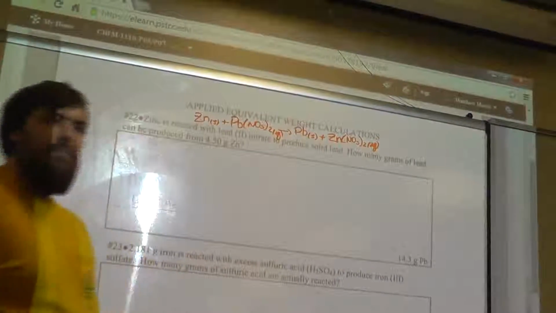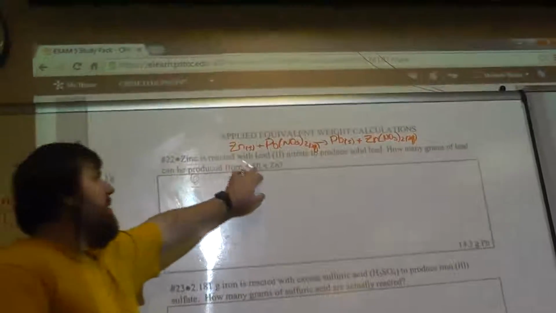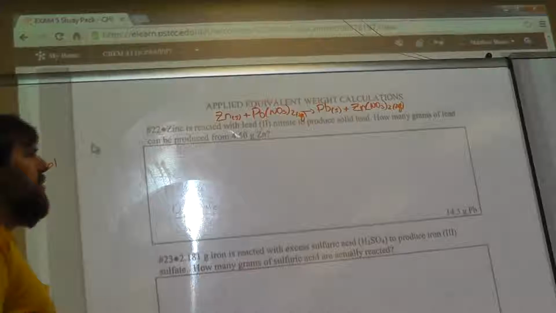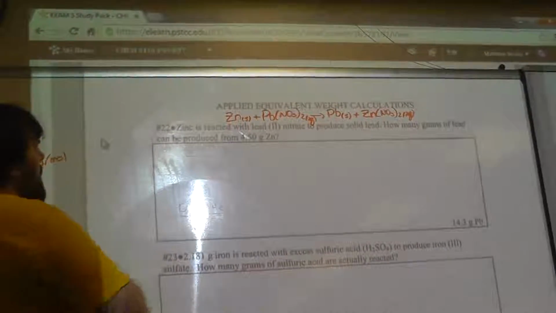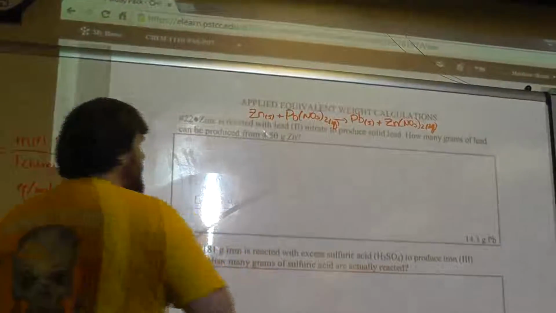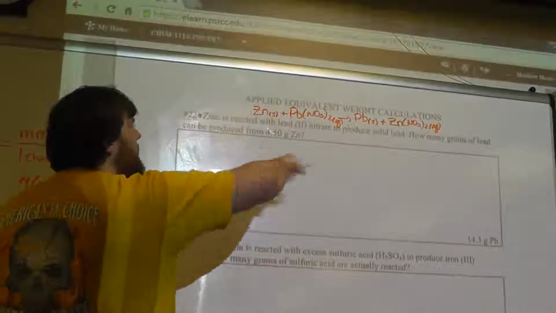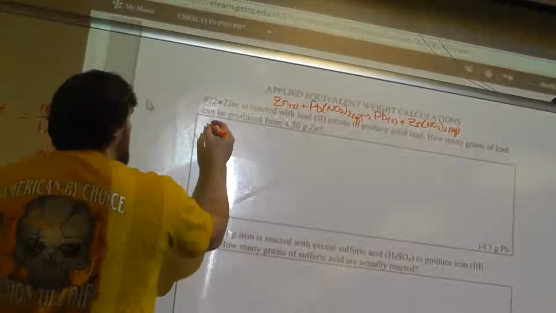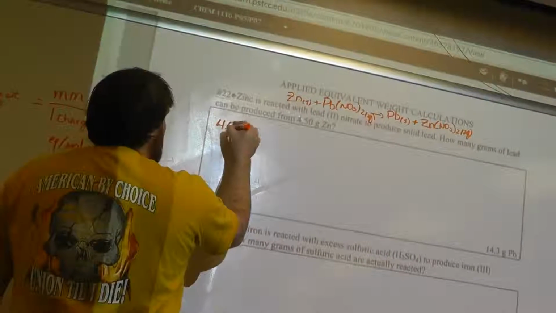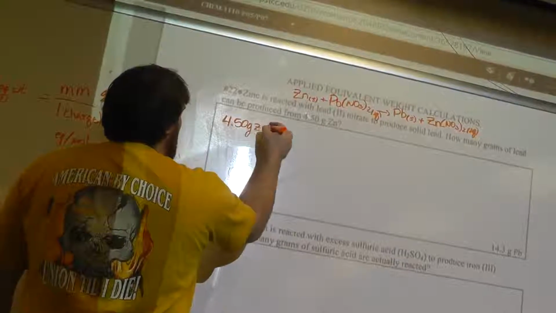What kind of reaction is that? One metal coming in, single displacement reaction. Yep. Okay. And we're told to find out how many grams of lead can be produced from 4.50 grams of zinc. So you start off with the zinc, and it's going to kick out the lead. How much lead is going to fall out? So we start with what we're given here. So 4.50 grams of your zinc.